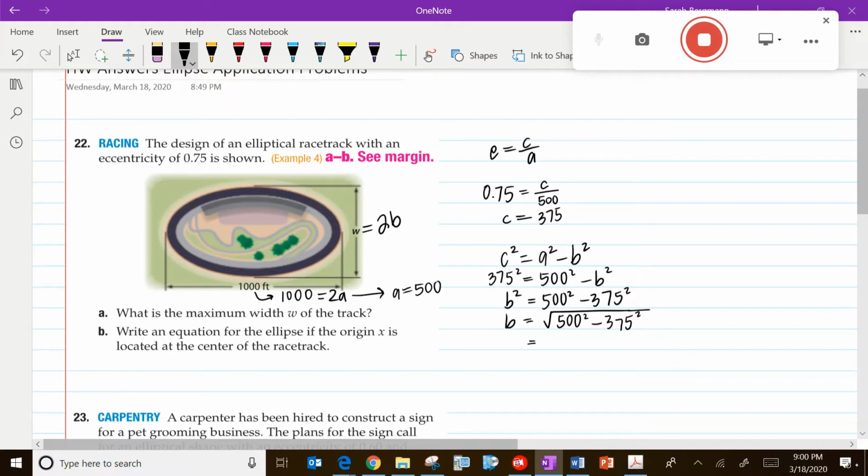And you get B is equal to 330.72. But the width of the track is 2 times B, so the width is equal to 2 times 330.72, so just hit times 2 in your calculator. The maximum width is 661.44 feet.